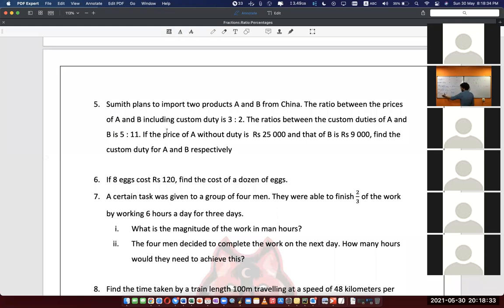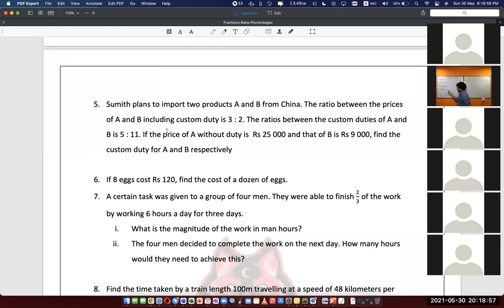So if the price of A is 3x, price of B is going to be what? 3:2. So that is going to be 2x. So do you see why I took price of A as 3x? Because it is 3:2, right? So if this is 3x, obviously the price of B is going to be 2x. I think it is clear, right?